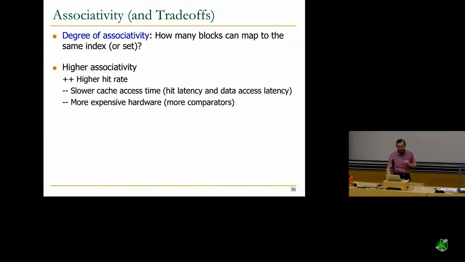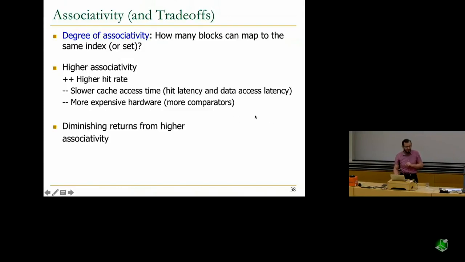If you have higher associativity, usually you get a higher hit rate in your cache, but you increase the latency of your cache access. Remember that equation? Your miss rate reduces, but your intrinsic t, small t, increases, both the hit latency and the data access latency. And you get more expensive hardware as well. And usually what you get is diminishing returns from higher associativity.